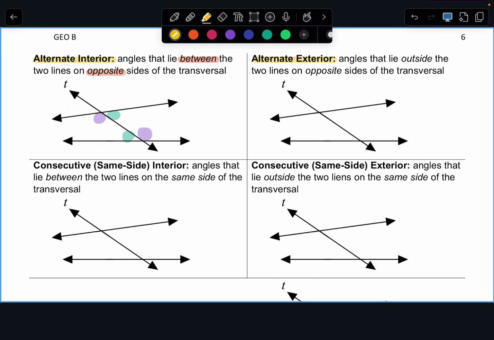Next one is alternate exterior. So still opposite sides of the transversal because of the alternate, but exterior, so on the outside. So if we look at the outside 2 angles right here, on opposite sides of my transversal, but outside the 2 lines. Or these 2 right here. Again, outside, but alternating across the transversal.